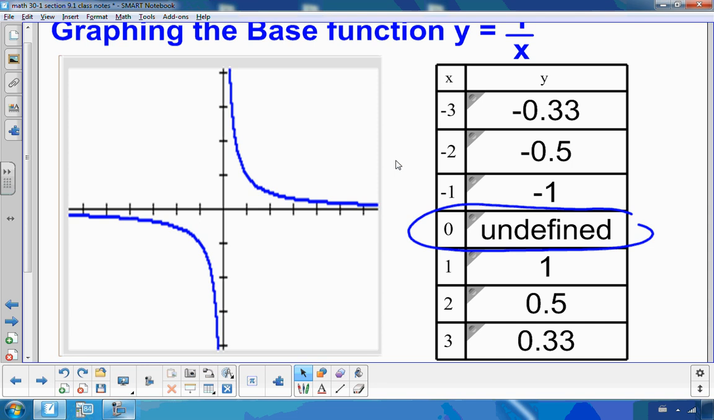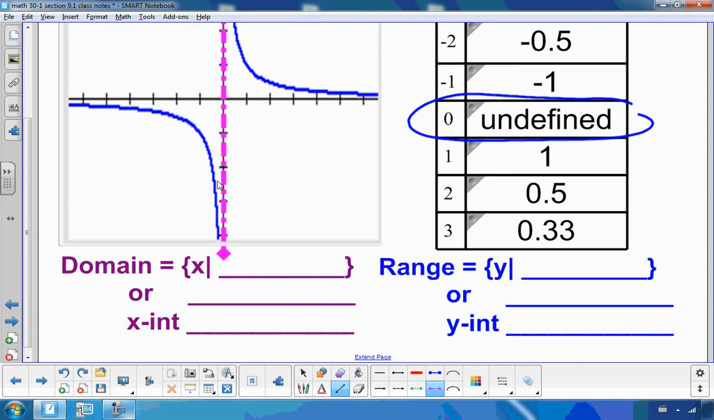So let's now talk about the domain and the range. So the very first thing that I want to note is that x cannot equal 0. So there's actually an asymptote right there because I can't divide by 0. So what that means is that I'm never going to equal 0. I can get close to it, but I'm never going to equal it.